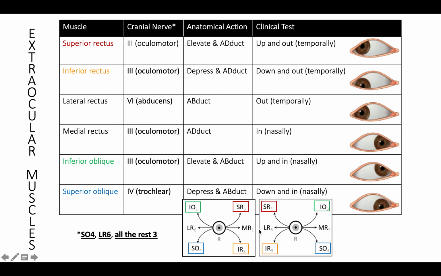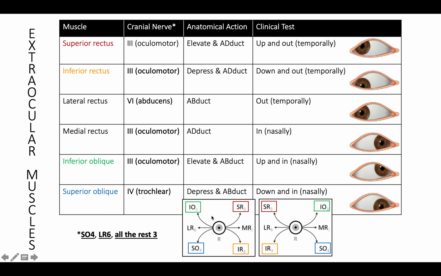Our second step is knowing the anatomical actions. So if this is our nose, the medial rectus is drawing our eye medially. Lateral rectus is drawing our eye laterally. Superior rectus is going to elevate and bring the eye medially, adduct the eye. Inferior rectus is bringing the eye down and also bringing it in, adducting.